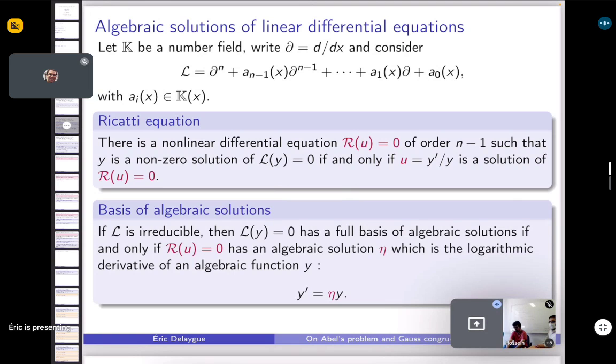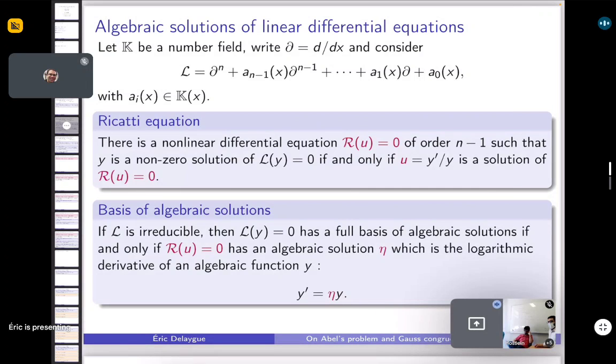Then we have the following fact about algebraic solutions of L. If you assume that L is irreducible, then the differential equation Ly = 0 has a full basis of algebraic solutions if and only if you can find an algebraic solution eta of the Riccati equation, and you also ask that eta is the logarithmic derivative of an algebraic function. So in fact, you have an equivalence. You have to find an algebraic solution of the Riccati equation, but this eta also defines a first order linear differential equation, y' = eta y, which has a non-zero algebraic solution y.